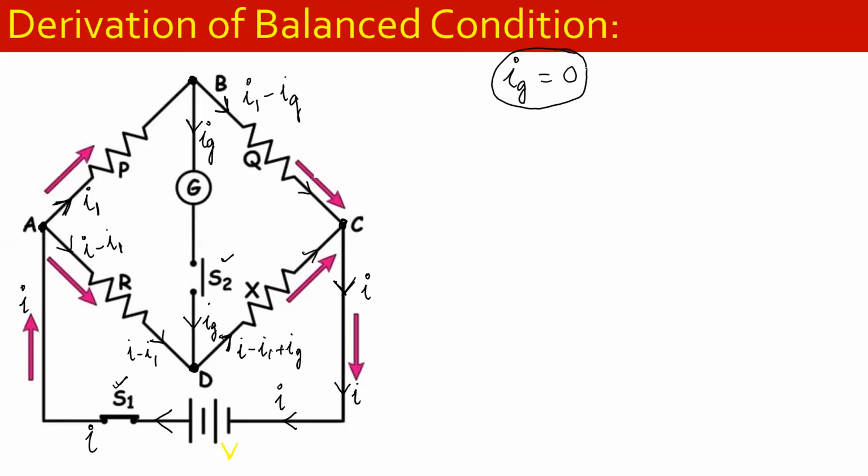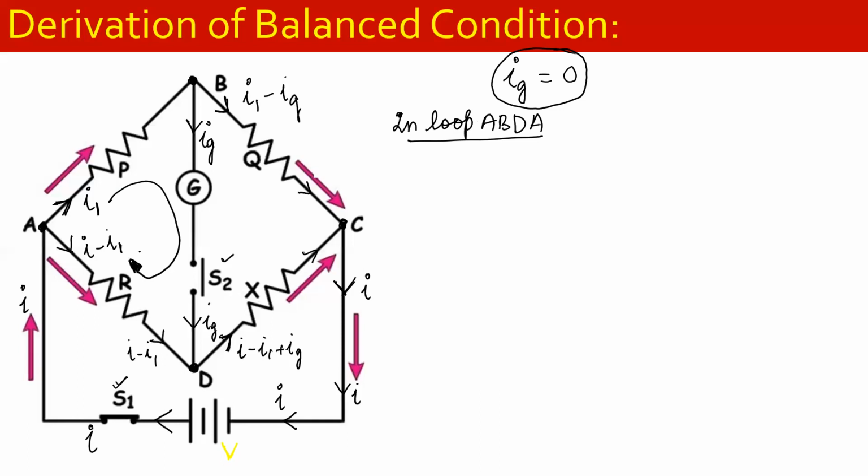So what I have done is I am going to apply the KVL in 2 loops. Suppose in loop ABDA, I am going to apply KVL. So for applying KVL, we have to assume a particular direction of current flow. According to us, it can be clockwise or it can be anti-clockwise. So here I am taking the direction as clockwise.